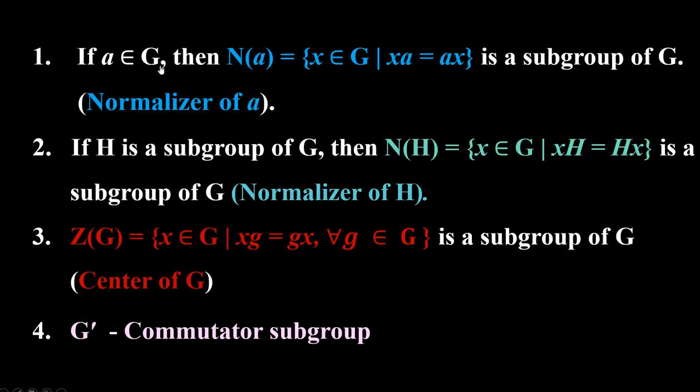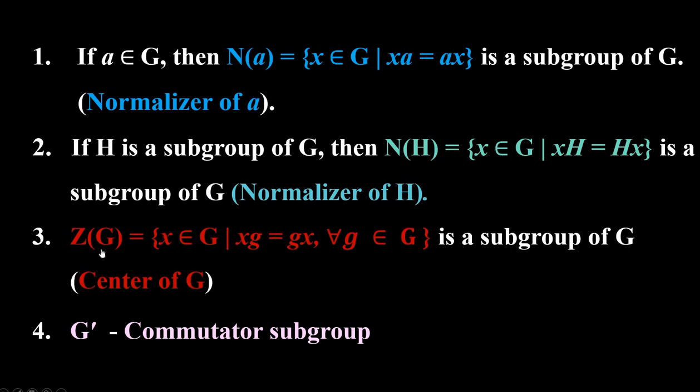So if A belongs to G, then N of A, which is the collection of all elements in G which commute with A, is what we are going to show as a subgroup of G. This is called the normalizer of A. And if H is a subgroup of G, then the normalizer of H is all those elements X of G which satisfy this condition, XH is equal to HX. That is also a subgroup of G that we are going to establish.